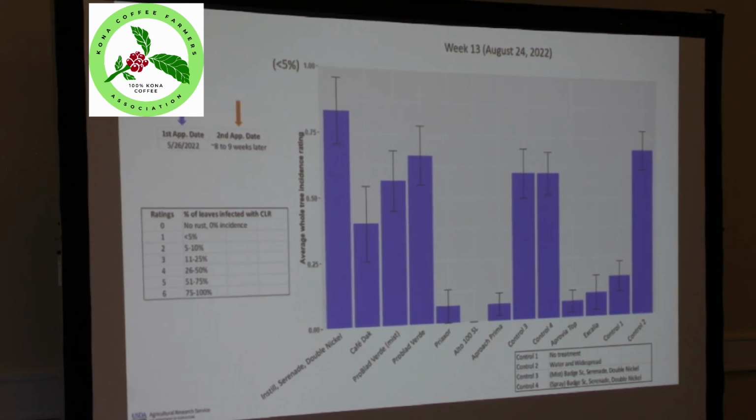And at this stage, I want to point out, even though it looks like yes, there are differences, if you note on the scale, at this stage, late August, there was very low incidence. Okay, so the entire field was less than 5%.